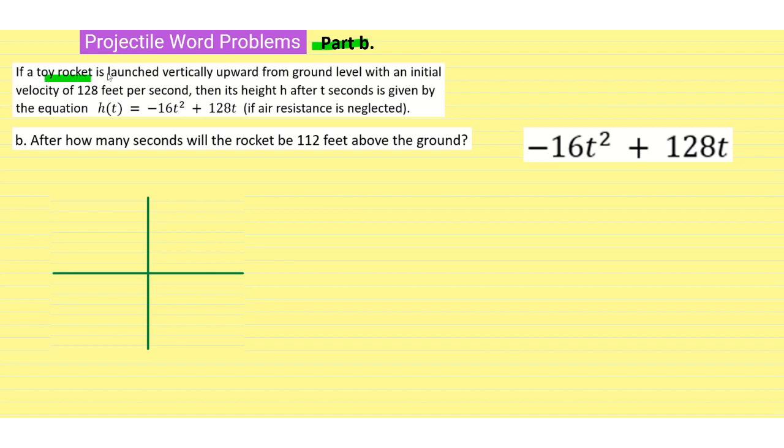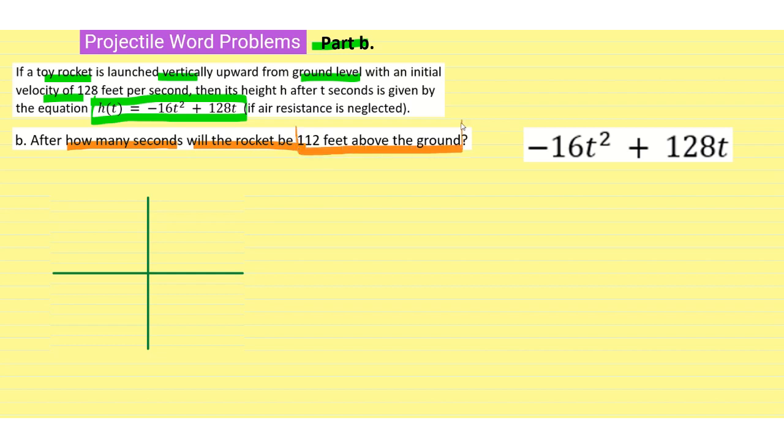Okay, the toy rocket is being launched vertically upward, starts from the ground, it has a velocity, and it is given by the equation h of t is equal to negative 16t squared plus 128t. Okay, so our next question says, after how many seconds will the rocket be 112 feet above the ground?